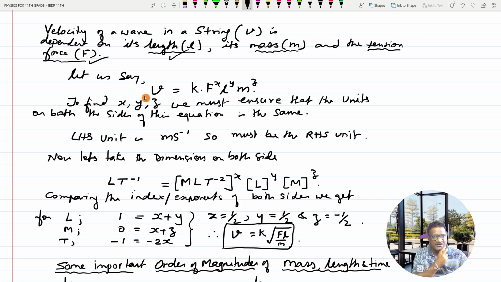Now I am very sure that velocity on the left hand side has a unit of meter second raised to minus 1. Okay, m s raised to minus 1. This is the unit of velocity. I'm sure about that. Now this unit, I will write it in the form of dimensions.